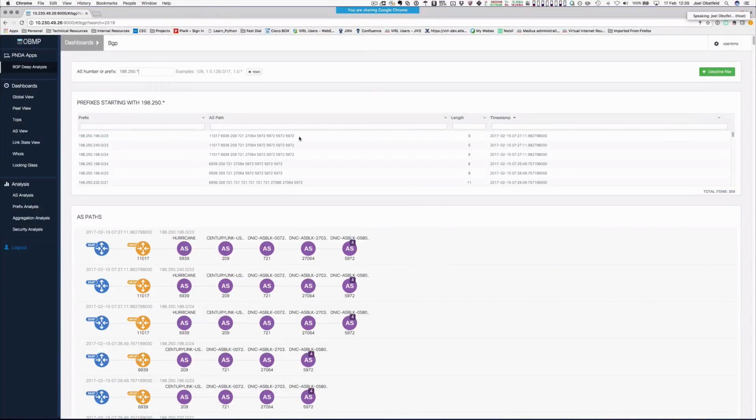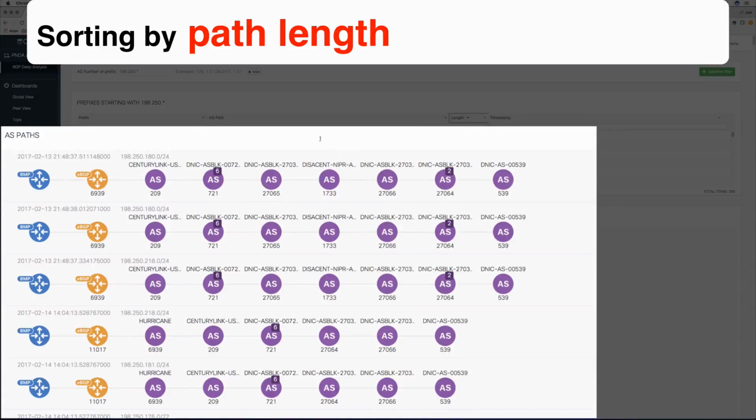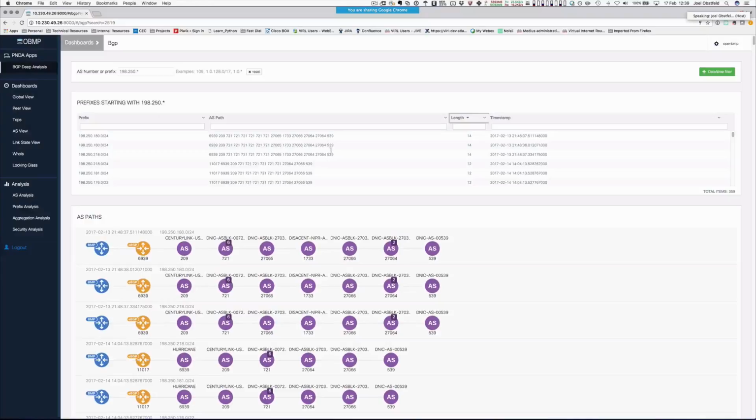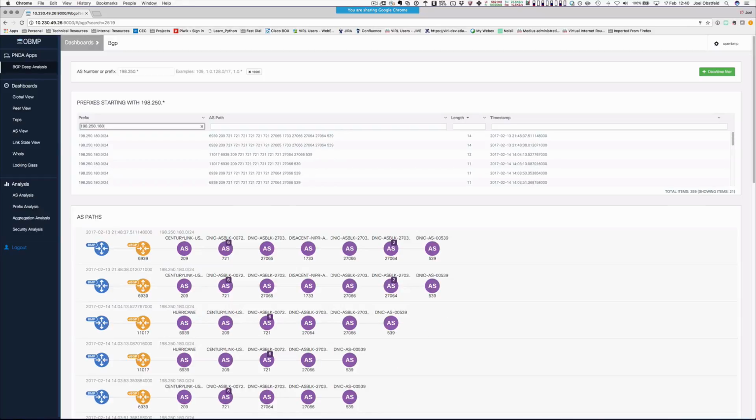We're then able to sort that information, looking through using a range of different filters, including things like the path length to see the shortest to longest paths that are being observed. We also have the timestamps, so we are able to understand when these particular paths are being observed.